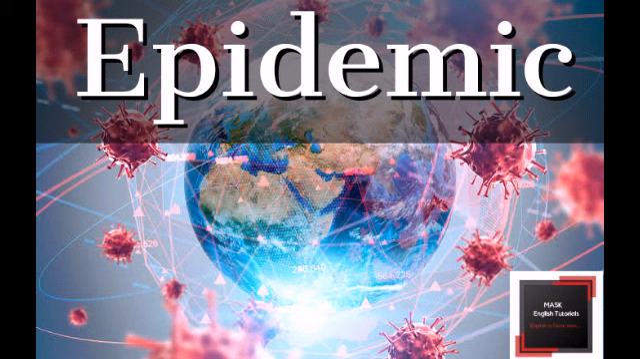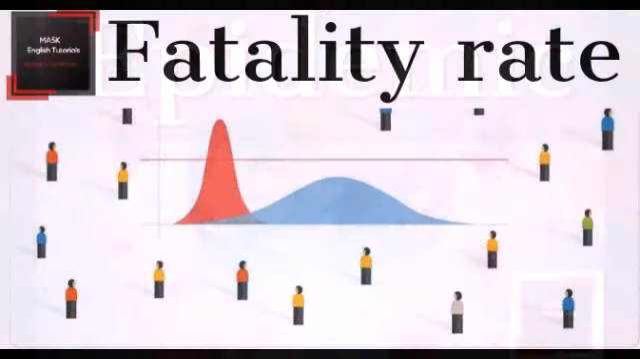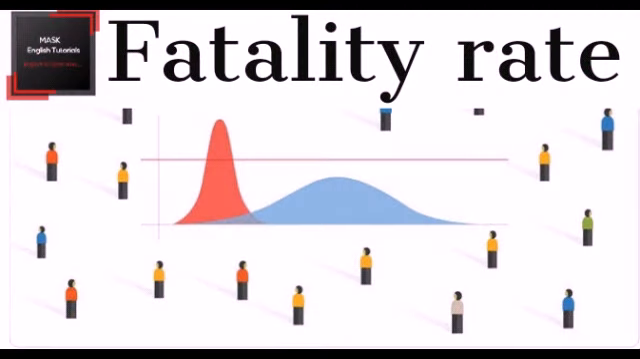Epidemic. Epidemic is the appearance of a particular disease in a large number of people at the same time in a region or community. Fatality rate. Fatality rate is the percentage of people who die from a disease compared with the total number of people who were diagnosed with the disease in a certain time frame. It is also called fatality risk.